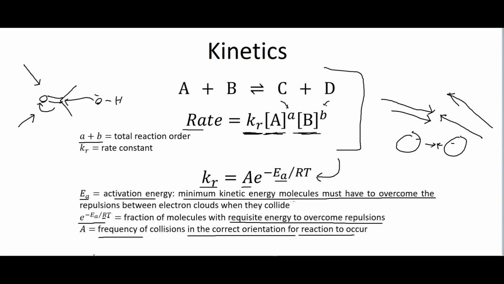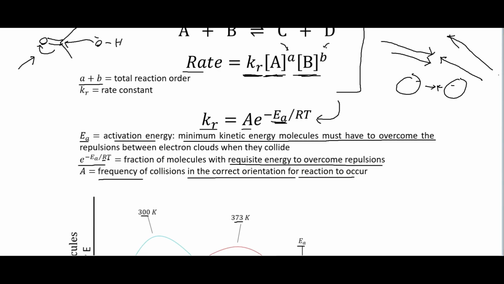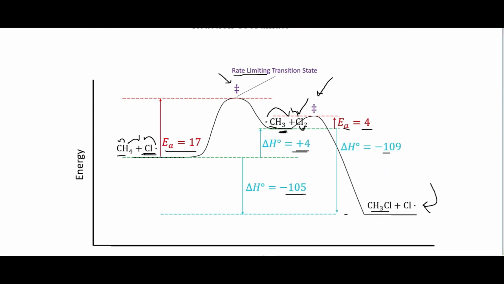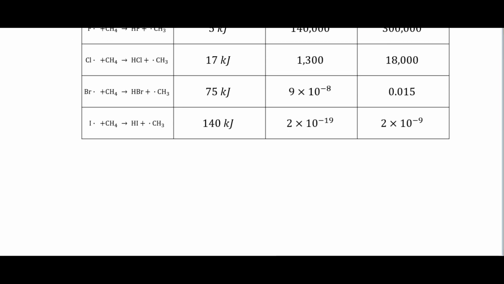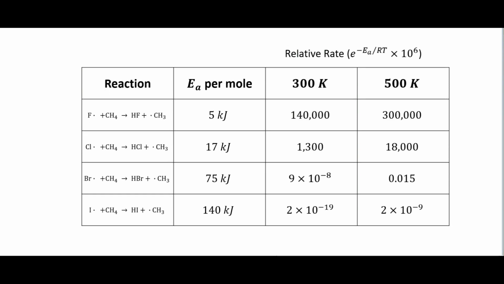And so how fast a reaction is going to go is, as we see, dependent on this activation energy here. And so then we can look at this for the halogenation of methane. So we've been looking at chlorination here, but we can also do fluorination, bromination, and iodination here. And so we see that for the fluorination, the activation energy is quite small. And so we can look at the relative rates here.